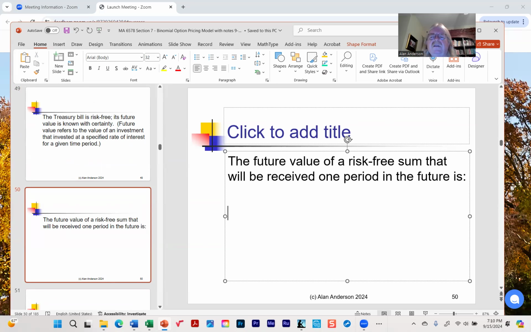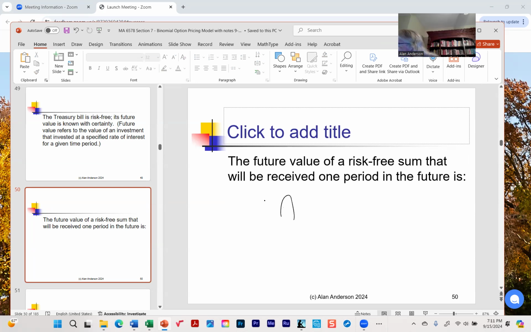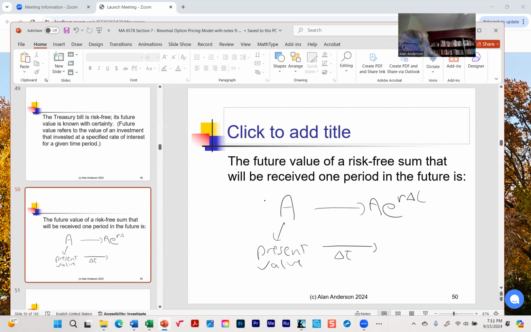Let's say the current value of this sum is A. I have to be careful here not to be confusing. And then one period later, this becomes A e^(RΔT). The e is there because this is a continuously compounded rate of interest. R is the risk-free rate of interest that applies over that period, and ΔT is the size of the time step.